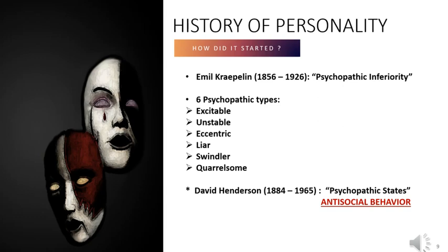In the early 20th century, a German psychiatrist, Emil Kraepelin, included a chapter on psychopathic inferiority in his influential work on clinical psychiatry for students and physicians. He suggested 6 psychopathic types. They are excitable, unstable, eccentric, liar, swindler and quarrelsome. On the other hand, a Scottish physician and psychiatrist, David Henderson, published in 1939 a theory of psychopathic states which ended up contributing to the term and becoming popularly linked today as antisocial behavior.